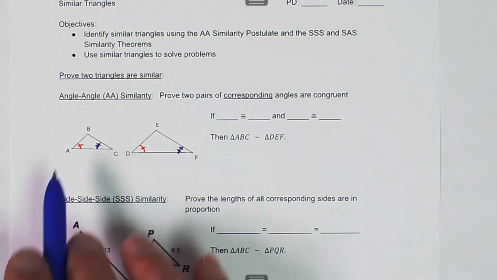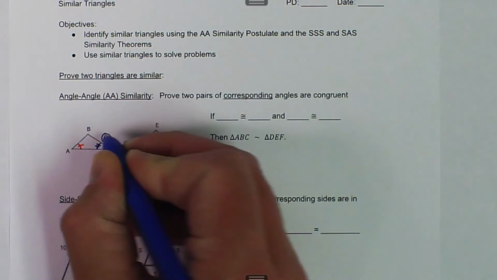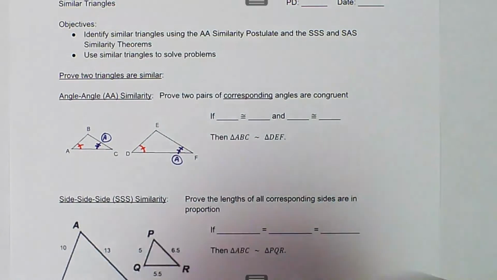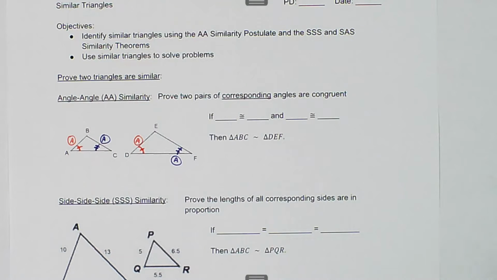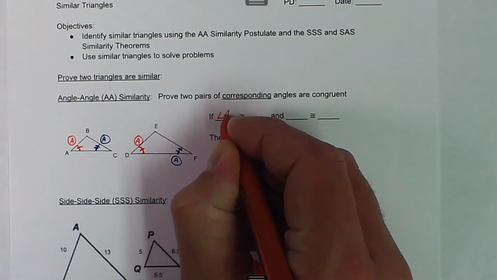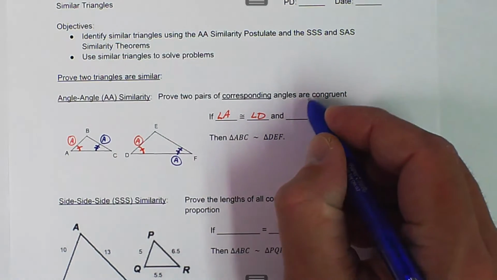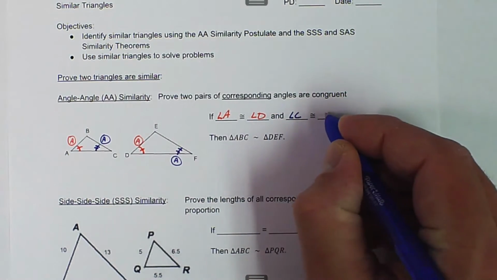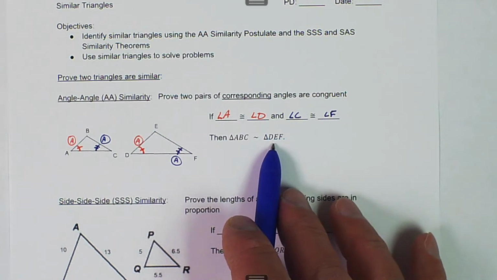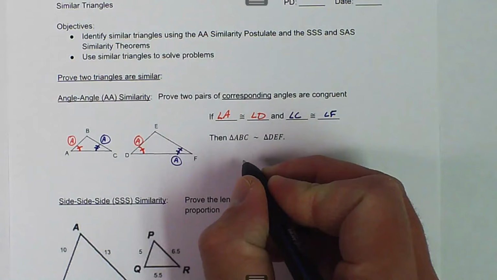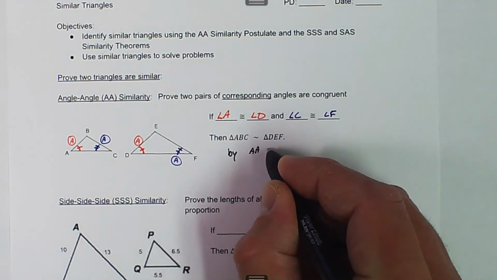Okay, so we have angle A is congruent to angle D, and angle C is congruent to angle F. So these 2 angles are congruent, and these 2 angles are congruent. So now we have angle, angle. So if angle A is congruent to angle D and angle C is congruent to angle F, then triangle ABC is similar to triangle DEF by the angle-angle similarity postulate.